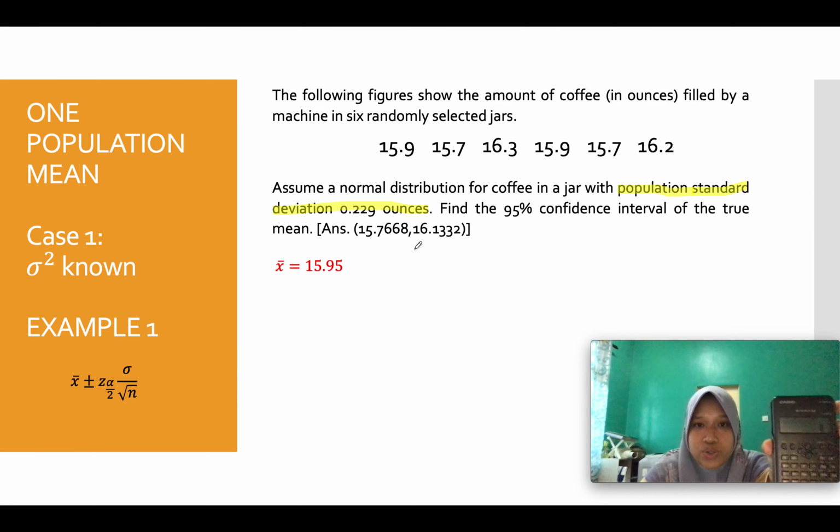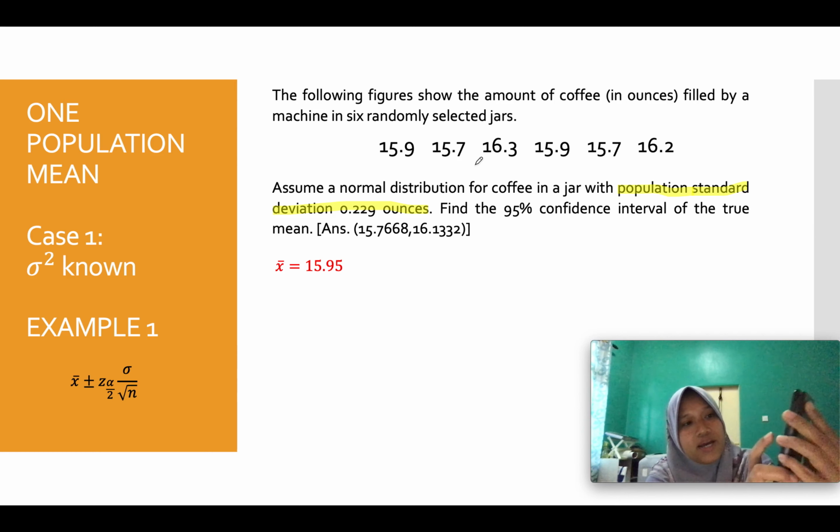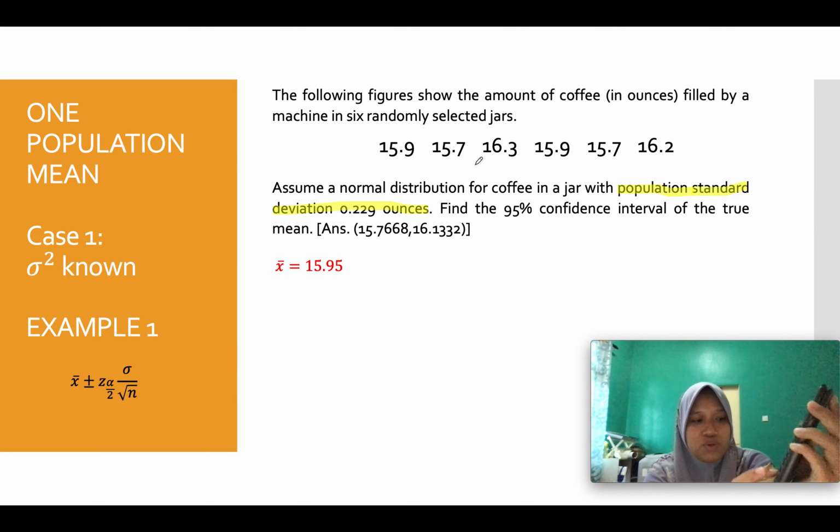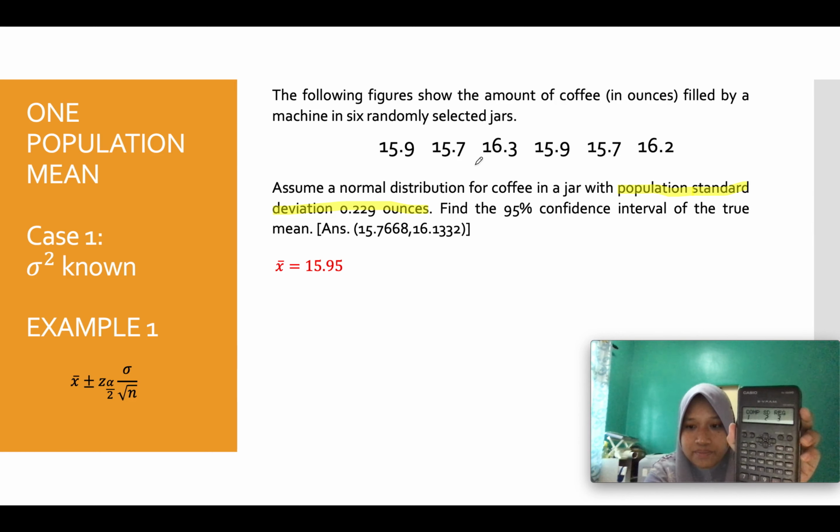Okay, so if you still remember how to find the mean if you are given the raw data set, kita akan gunakan mode SD. Okay, so tekan calculator awak, mode sampai awak jumpa. Okay, so kita ada COMP, SD and REG, right? So awak choose nombor 2, SD.